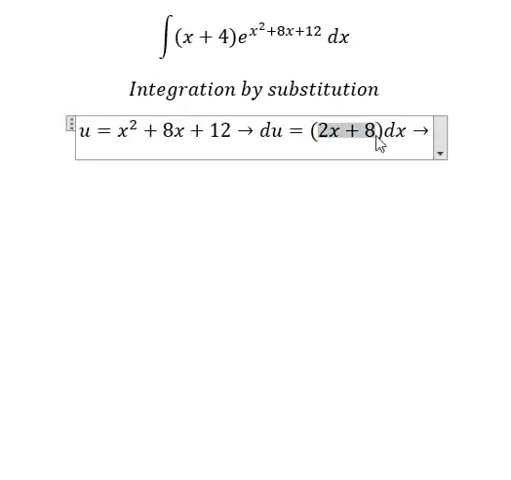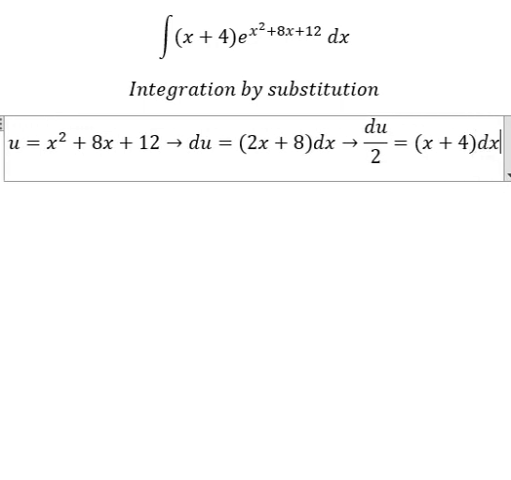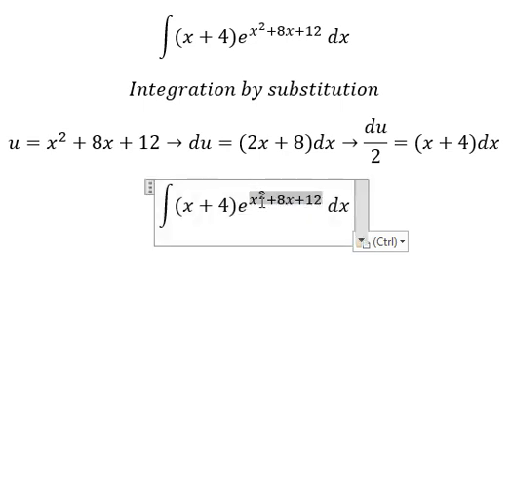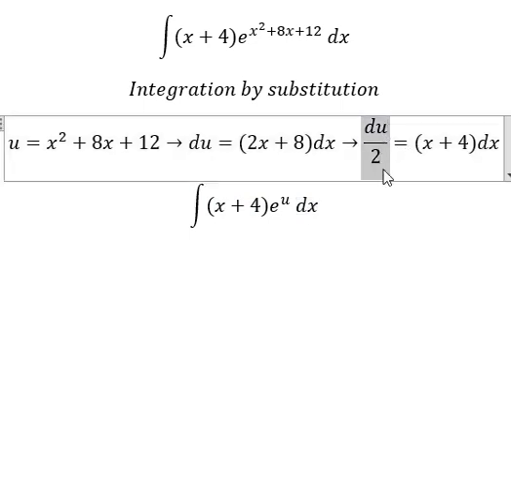This one we have 2x plus number 8. So we need to divide both sides by number 2. So this one we change for u. This one with the x we change for the u over number 2.